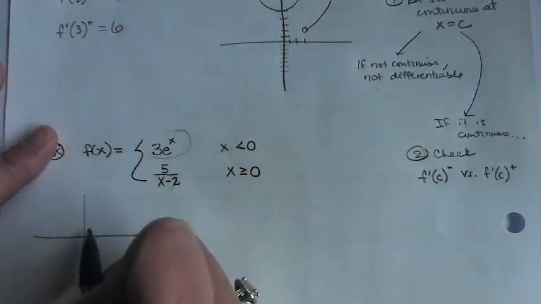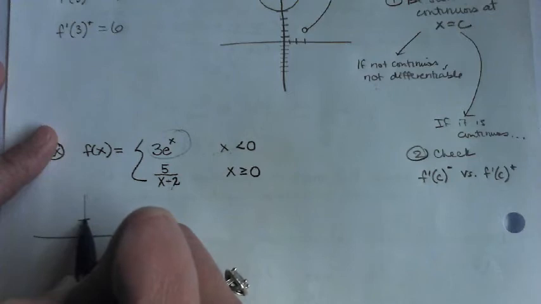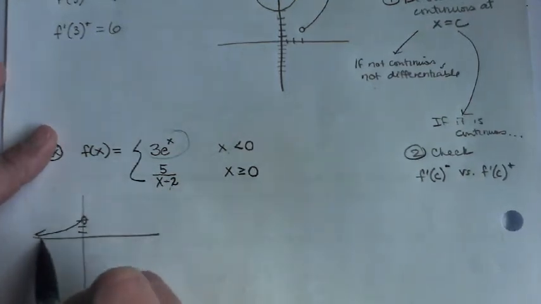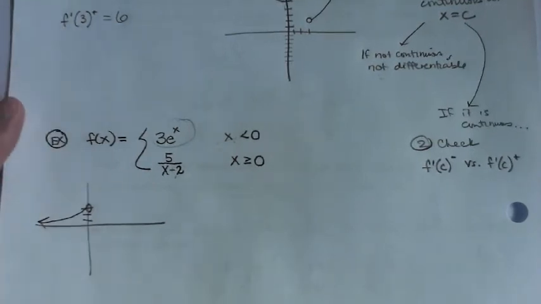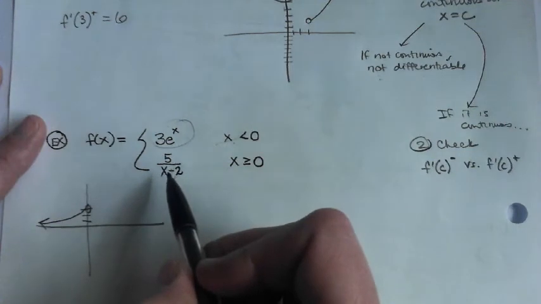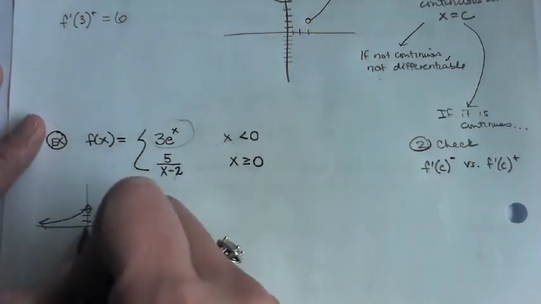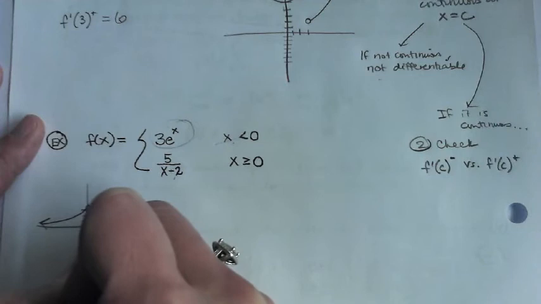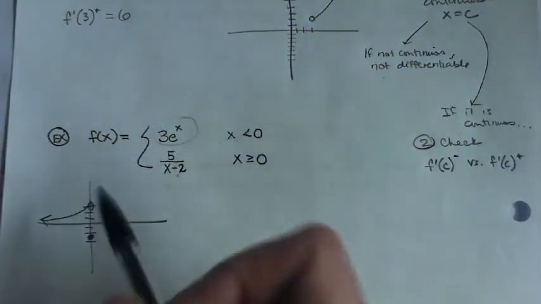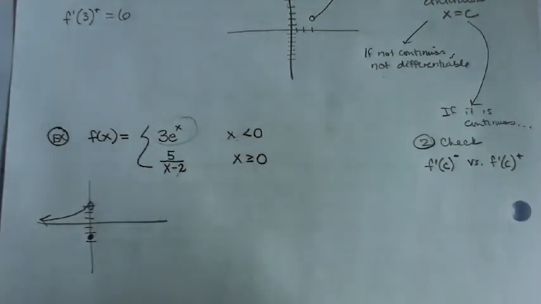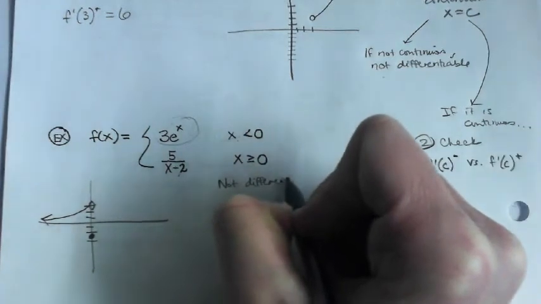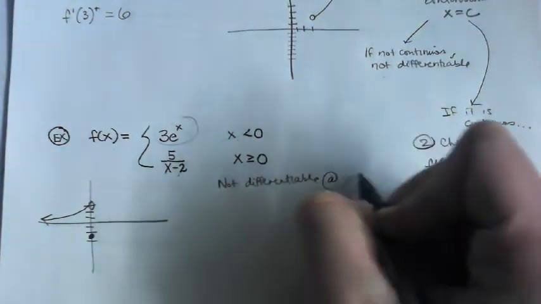0, 3. Open circle, and it's an exponential parent graph, so it looks something like that to the left of 0. And then to the right of 0, it starts at negative 2.5 with a closed circle, and then obviously it's just that jump there. We know it's not continuous. So it's not differentiable at 0.